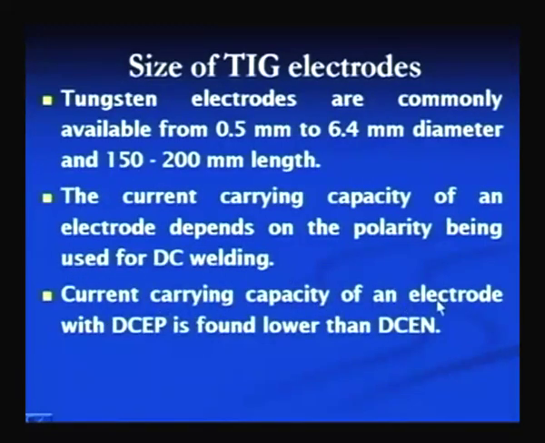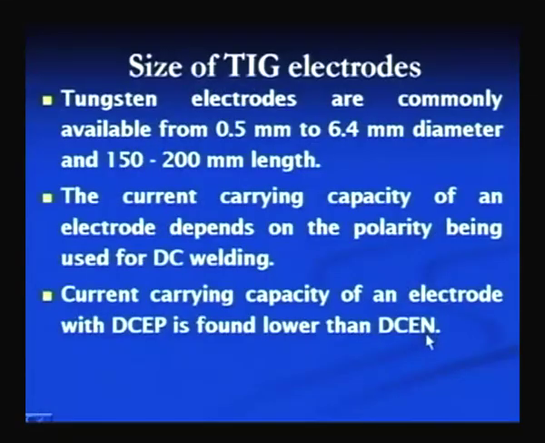Current carrying capacity of an electrode with DCEP is lower than with DCEN. Here, this is an important point, because in case of DCEP, more heat is generated on the electrode side, which causes rapid degradation of the electrode compared to the case when DCEN is used, because when DCEN is used, only one third of the heat of the arc is generated on the electrode side, and that is why the life of the electrode is not very adversely affected.